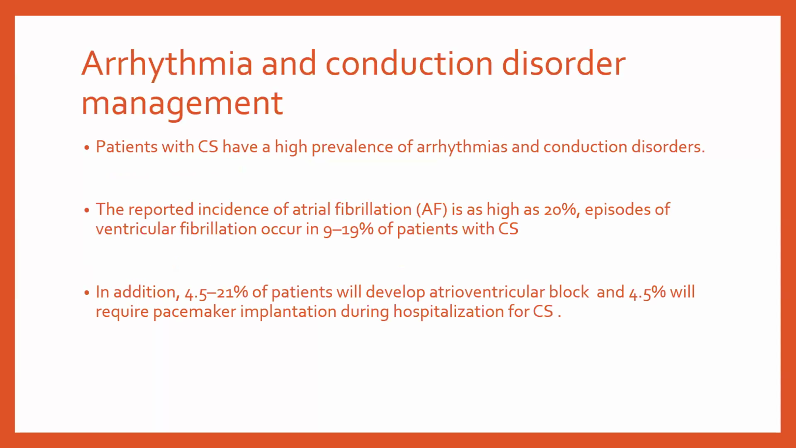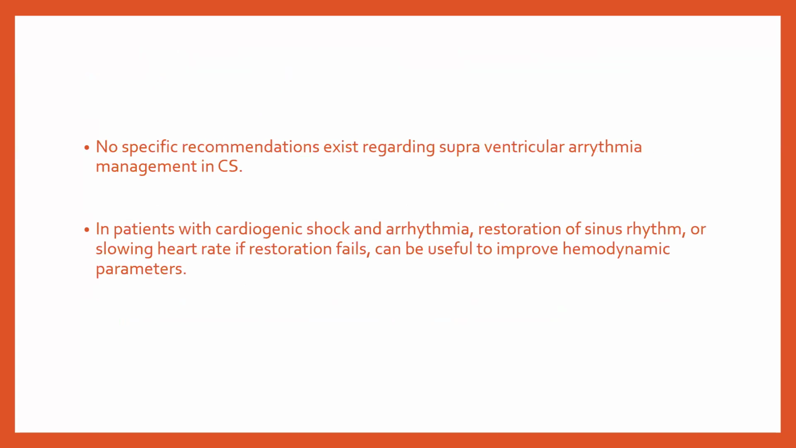Now, the next concern is arrhythmia and conduction disorder management. So patients with cardiogenic shock have a high prevalence of arrhythmia and conduction disorders. The reported incidence of atrial fibrillation is 20% and the episode of ventricular fibrillation is around 9 to 19%. In addition, 4.5 to 21% of patients may develop atrioventricular block and 4.5% may require pacemaker implantation during hospitalization.